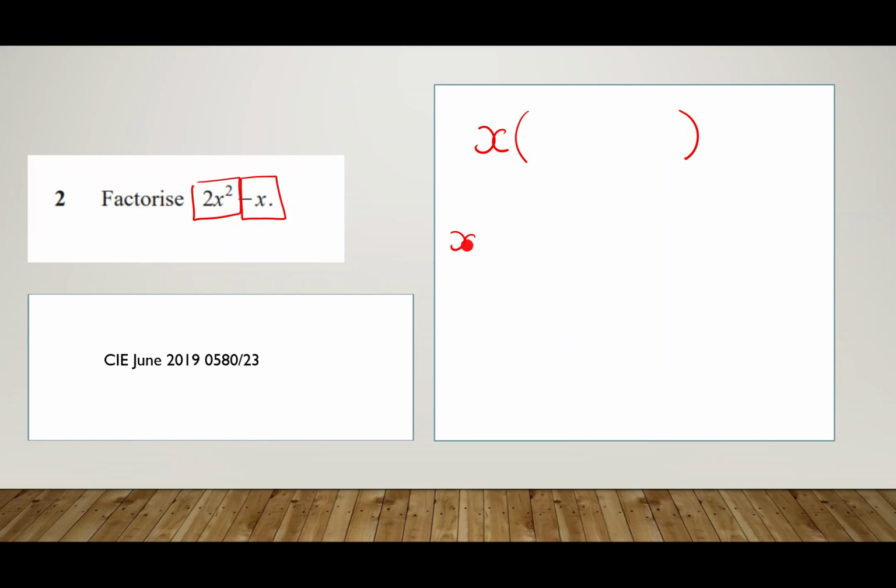I'm now going to look at what's inside my bracket. So x multiplied by something is going to give me 2x squared. So in this case, I need a 2 and another x. So the first term in my bracket is going to be 2x. For my second term, I need to know x times something is going to give me a negative x. We've got that negative sat there. So in this case, I need to multiply by minus 1 to give me that negative. So my final answer is x bracket 2x minus 1.